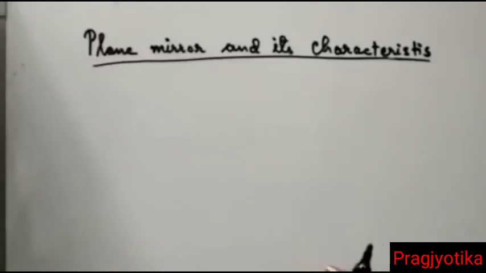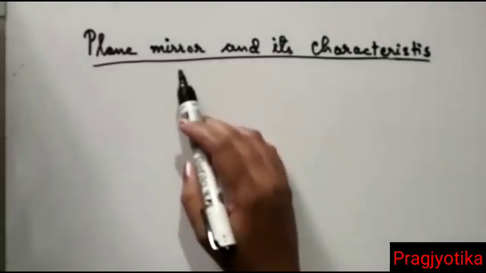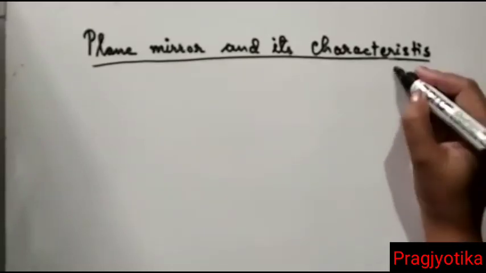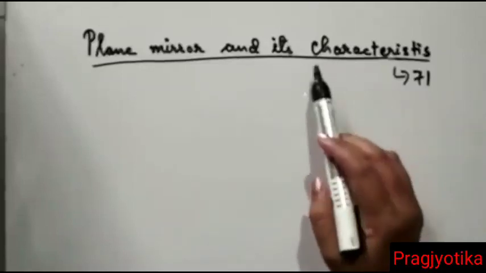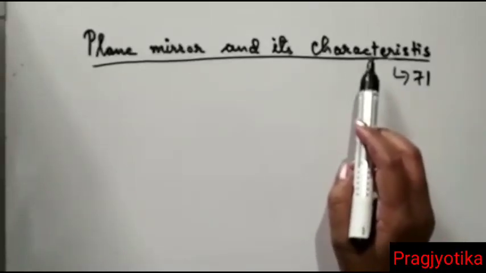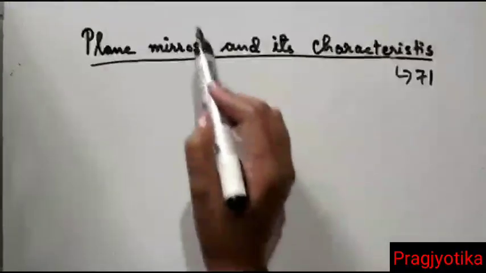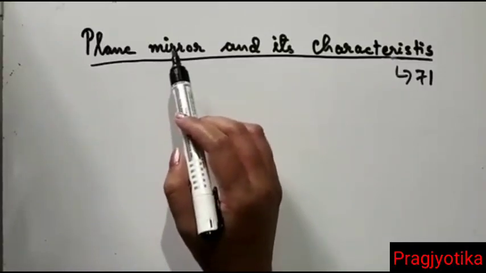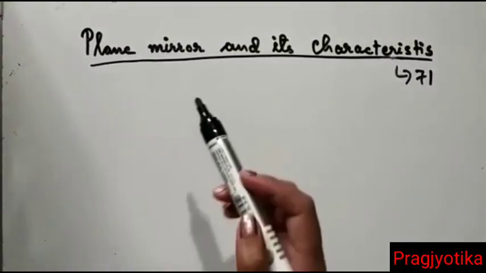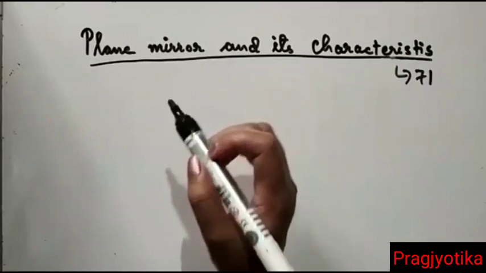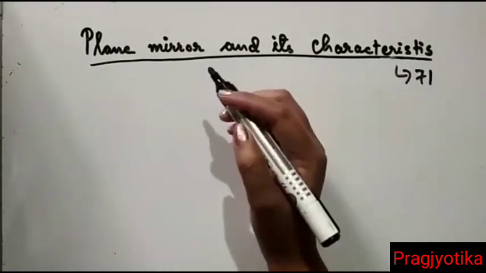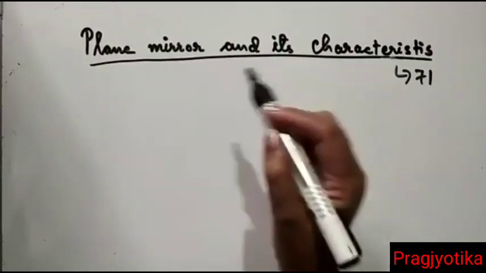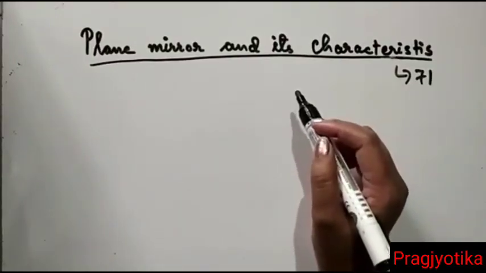Our first topic of discussion for today is plane mirror and its characteristics, which is on your page number 71 in physics. Before going to the main topic, characteristics of the image formed by a plane mirror, we should know about the plane mirror. What is a plane mirror? Well, a plane mirror is a flat reflecting surface which is used in our home as a looking glass. Now come to the characteristics of the image formed by a plane mirror.